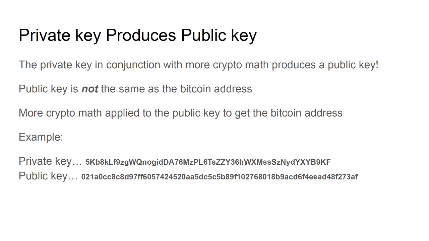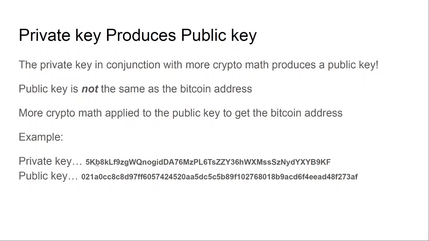Now, when we say public key, a public key is not the same thing as a Bitcoin address. That's important. A lot of times we don't have to look at this stuff, right? We just have our Bitcoin address and we just use it. But underneath that, there's a public key, and underneath the public key is a private key. Okay, so there's a crypto function that's applied to the public key, and that in turn becomes the Bitcoin address.